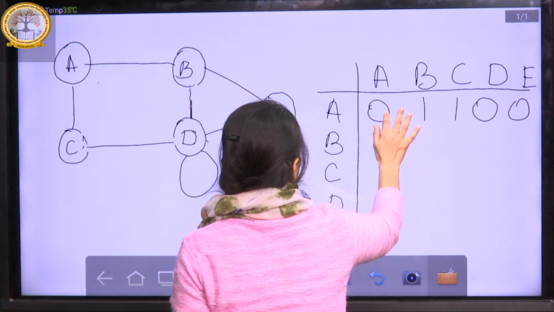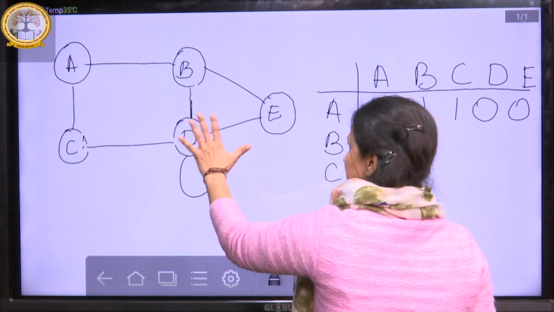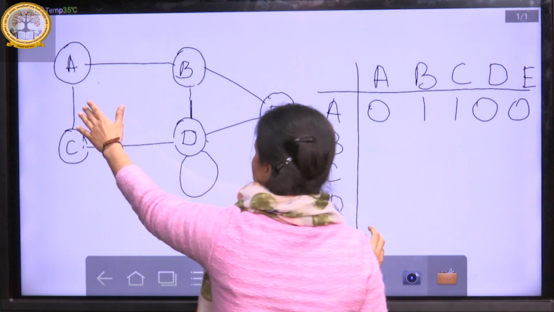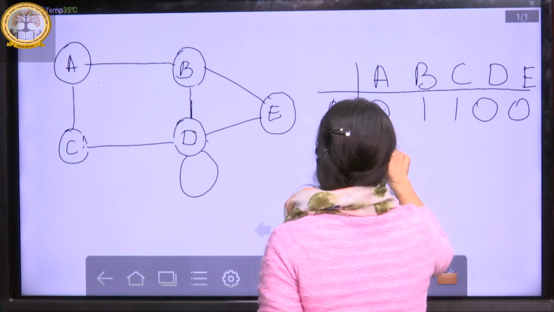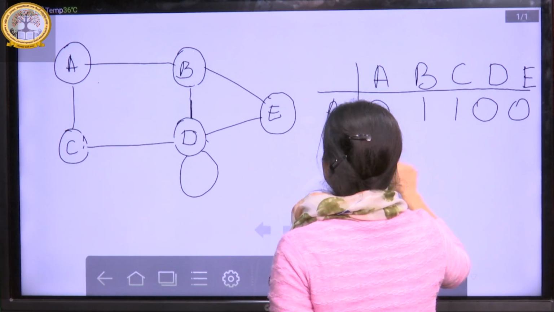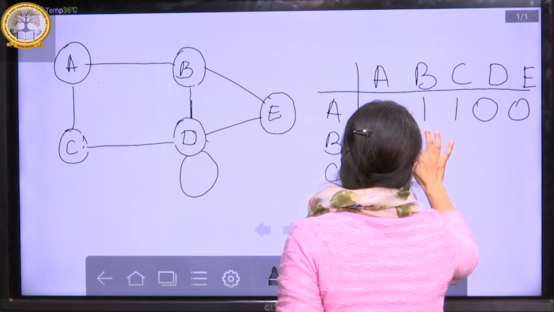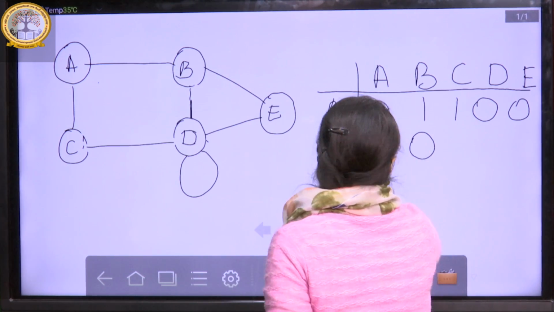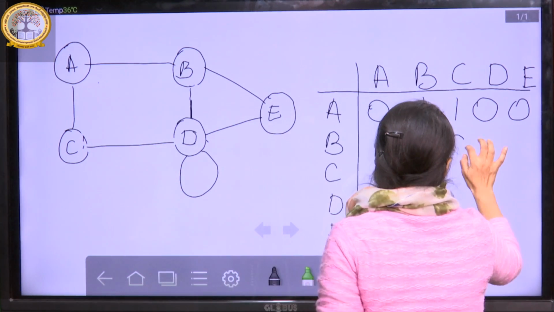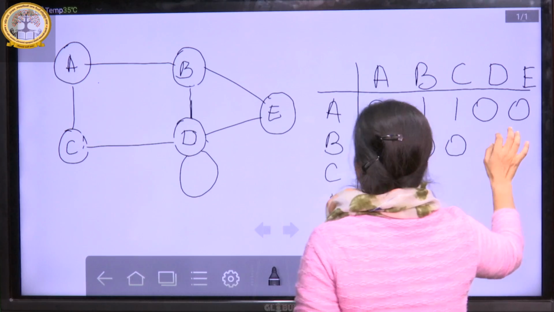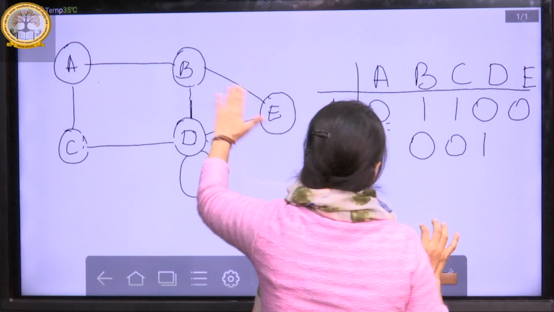From B to A, as this is an undirected graph, we can travel from A to B as well as B to A. So B to A, 1. B to B, is there any self loop here? No. Then we are putting 0 here. B to C, 0. B to D, there is an edge. B to E.